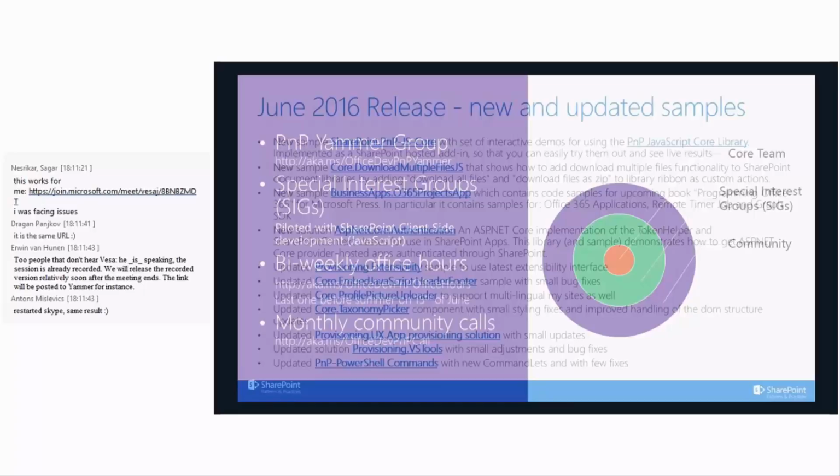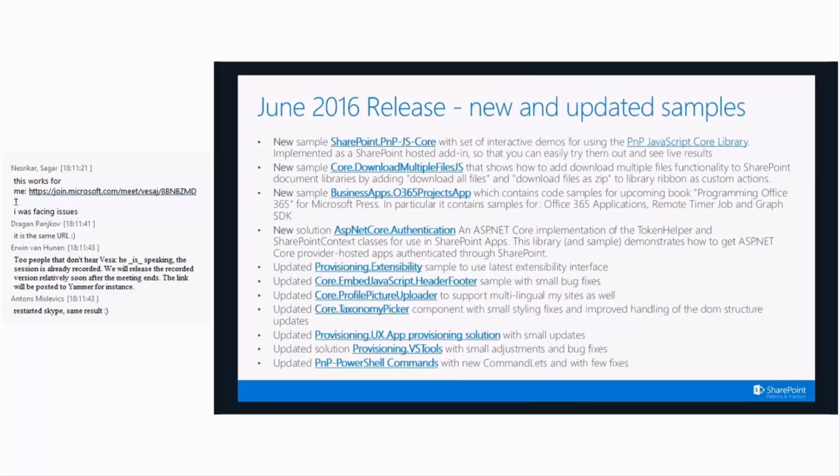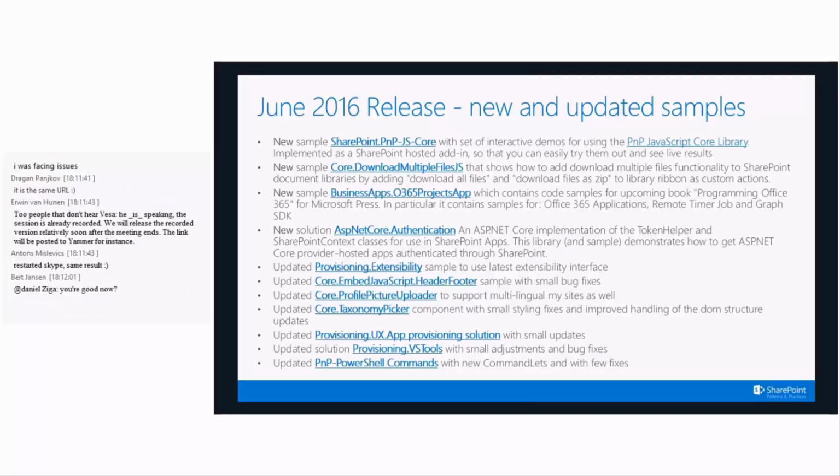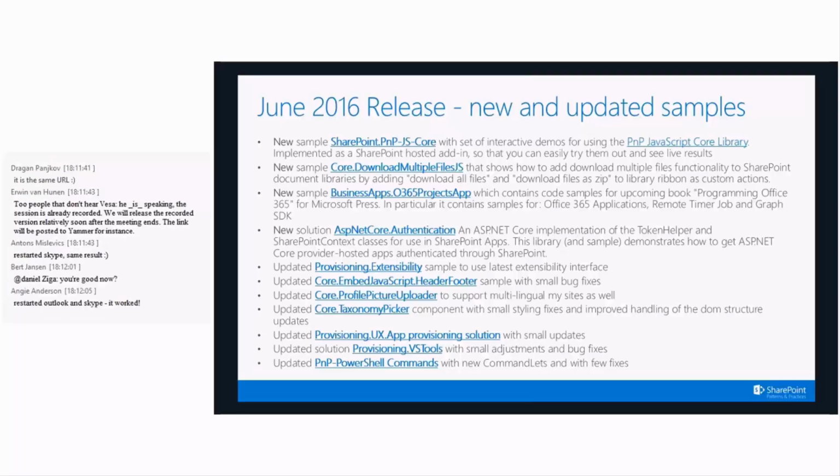Good. June 2016 release, new and updated samples. So we do have quite a lot of new samples as well and quite a lot of updates. There's the PnP JS Core, which is a sample showing how the PnP JavaScript core library actually works. The core library is actually released as an npm package as well. And we're going to see that one today live from Patrick.